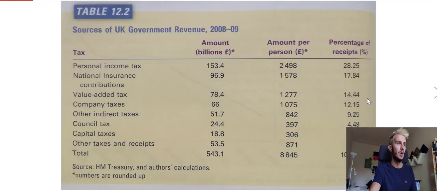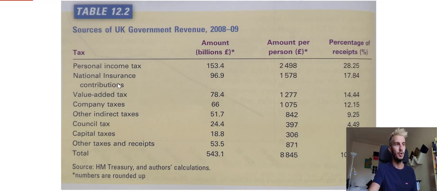Okay, next table, sources of UK government revenue 2008-2009. So I will just look at the percentage. 28% of the government revenue comes from the personal income tax. So you work your ass off and the state takes almost 1/3 of it, right? Because you need to be a good citizen. Not.